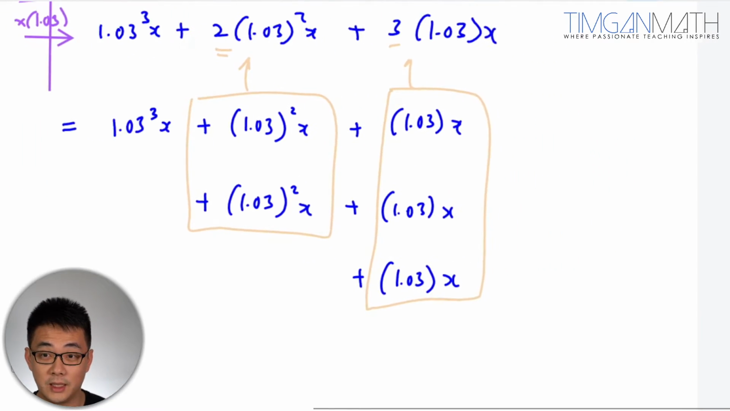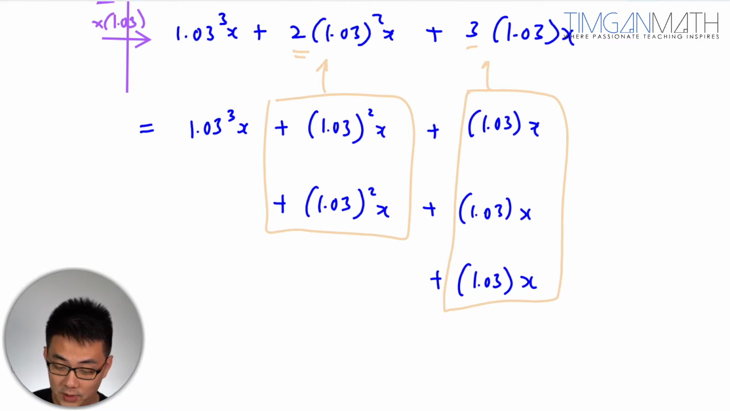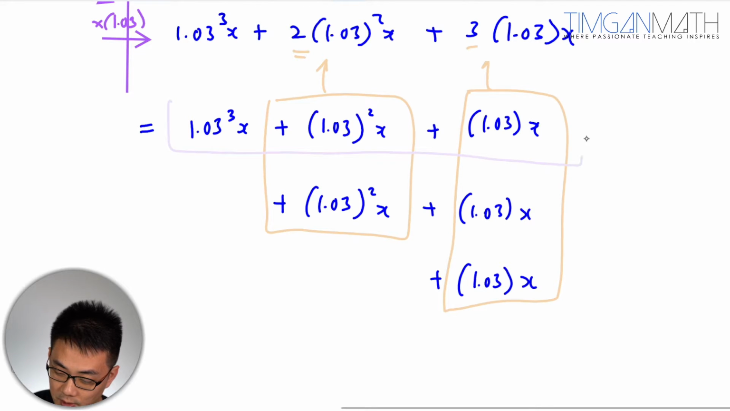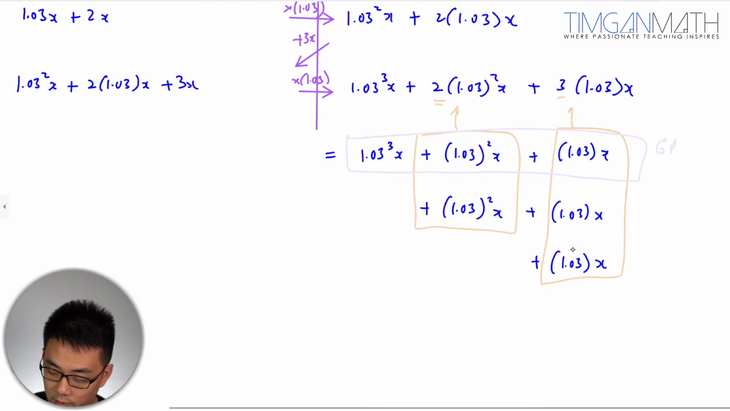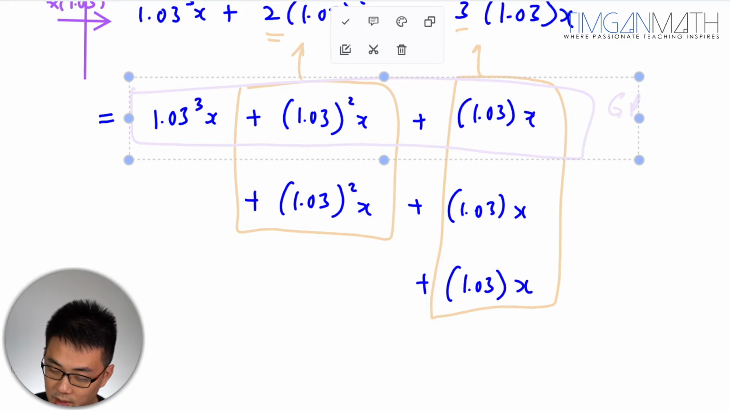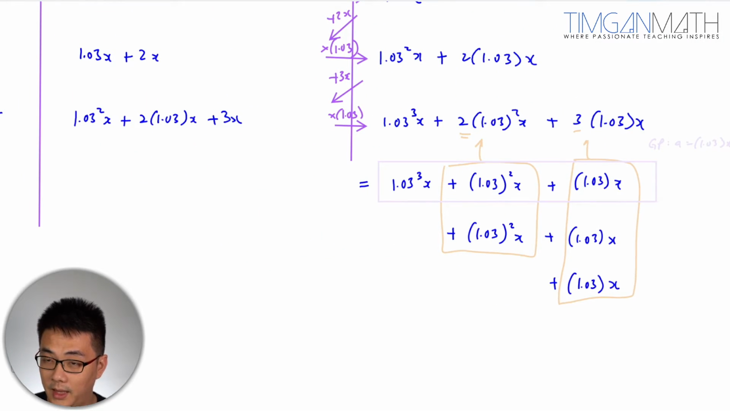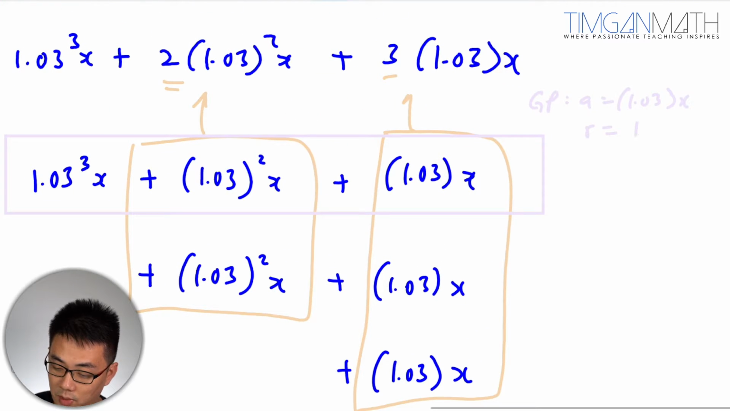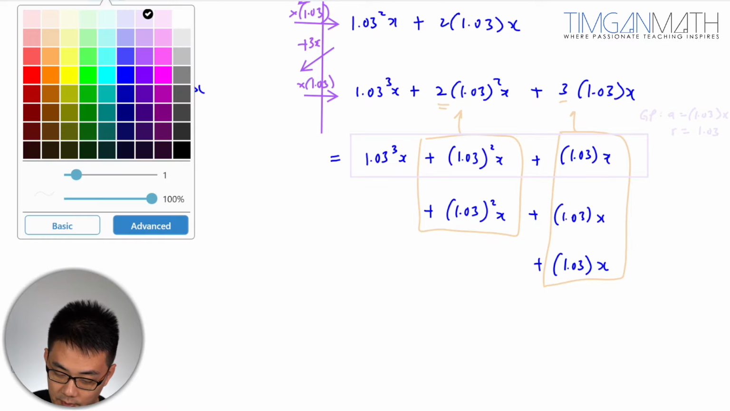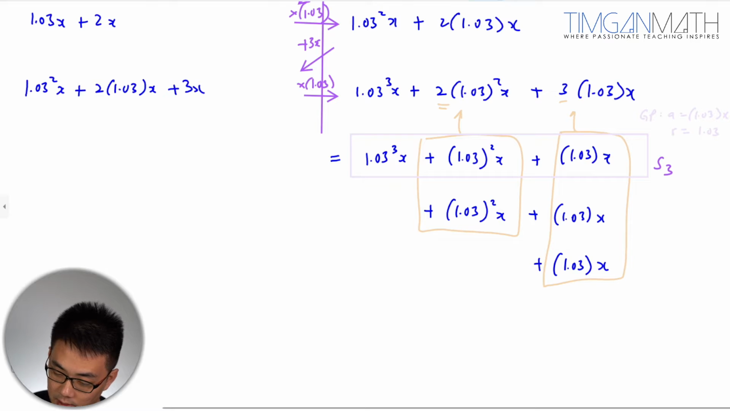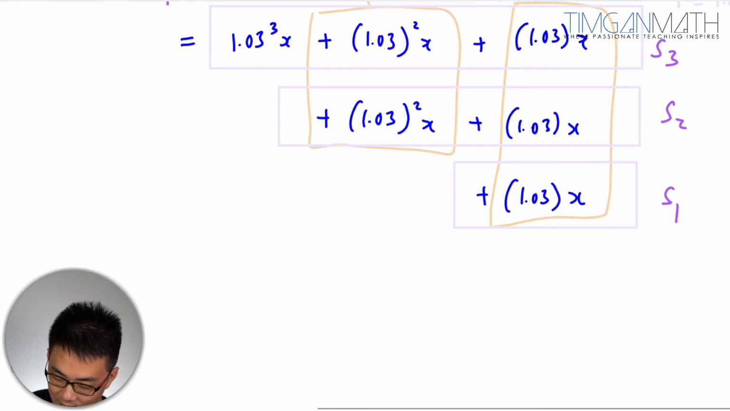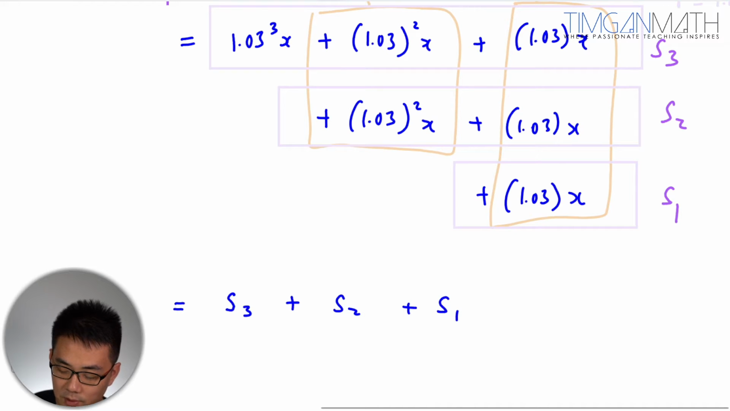The idea is really to be able to find the pattern. If not, it's going to be very difficult. Now each of these is very clear. This is a GP, with three terms here, two terms here, and one term. All these GPs have a common attribute in the sense that the first term is 1.03x and r is 1.03. So this is S3, this is S2, and this is S1. So this will just be S3 plus S2 plus S1, and I'm going to use the formula for GP.